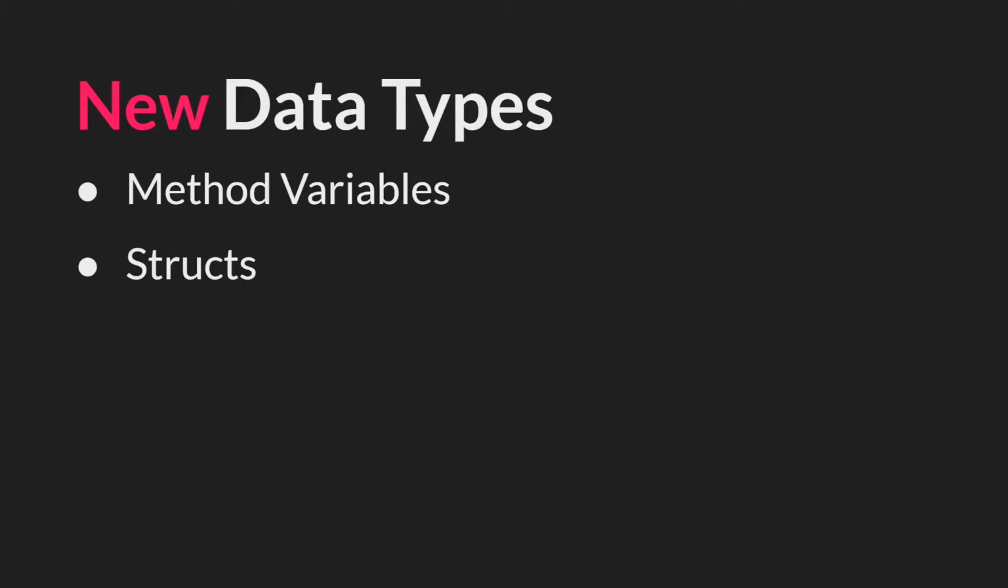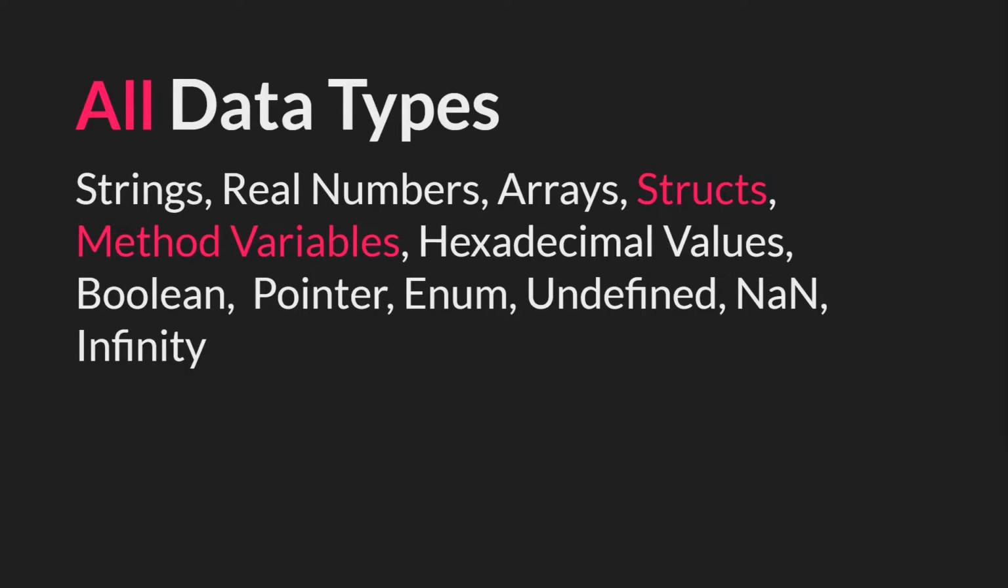So what are these new data types in 2.3? Well, there are two of them, method variables and structs. So with these two data types, the full list of data types in 2.3 are now strings, real numbers, arrays, structs, method variables, hexadecimal values, booleans, pointers, enums, undefined, NaN, and infinity, where structs and method variables are the two new ones. All the prior data types still exist and haven't really changed, with a slight caveat about arrays, which we'll cover in a future tutorial.